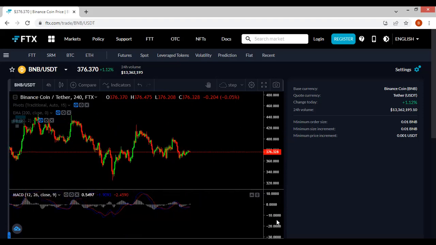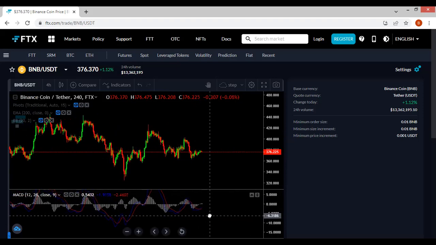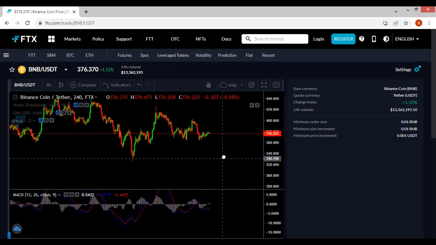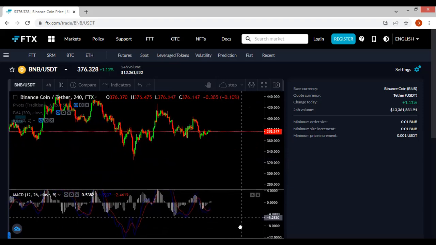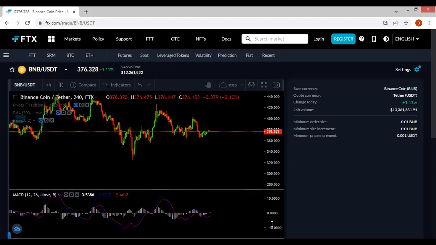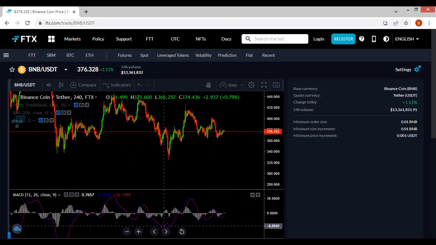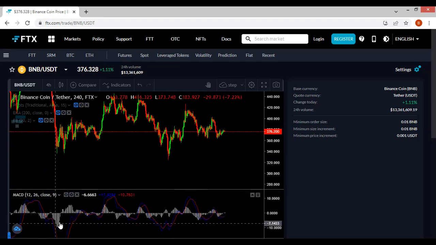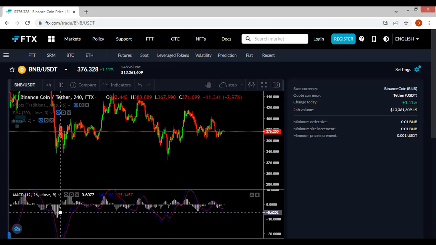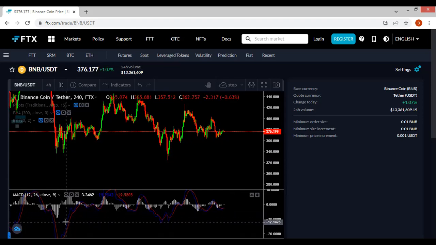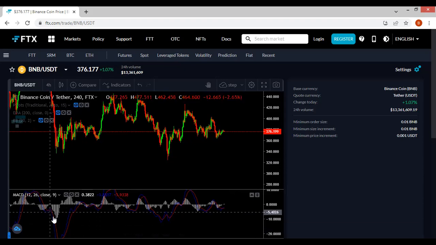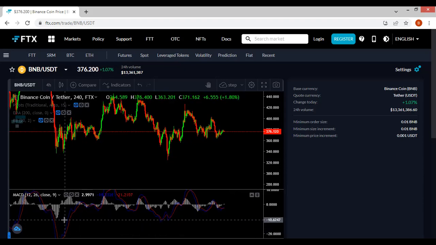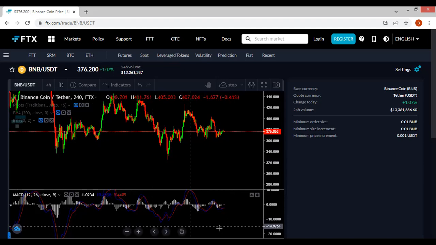This is the MACD itself, the MACD proper. Let me expand it so that you can see it clearly. All right, I just want you to observe something. This is the histogram, as we all know, and we said that what it does is measure the distance between the MACD line and the signal line. So the further apart they are, the bigger the histogram, and the closer they are, the smaller the histogram.